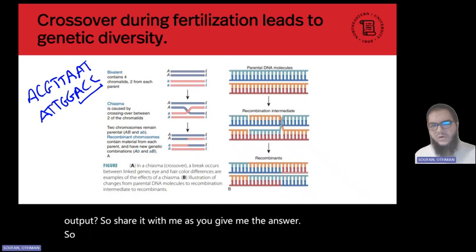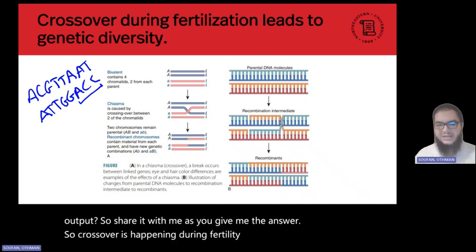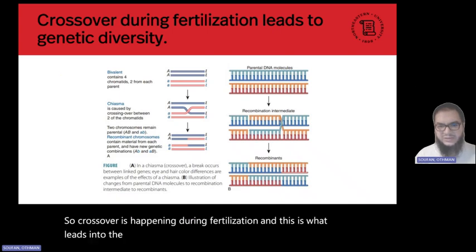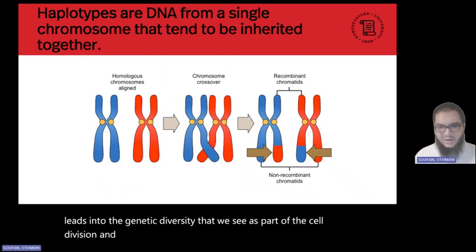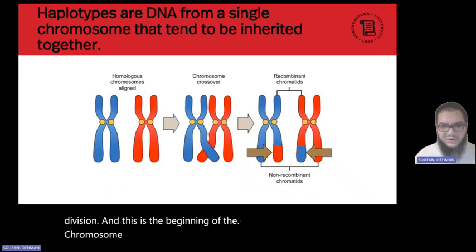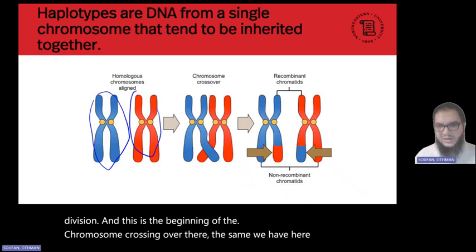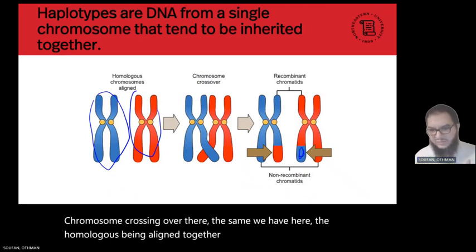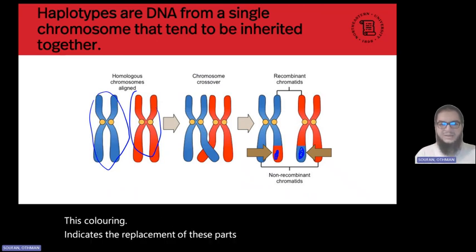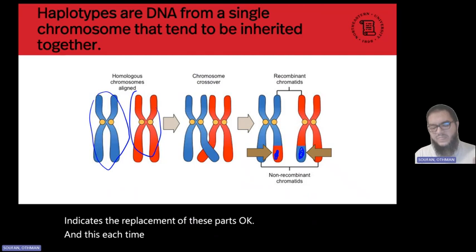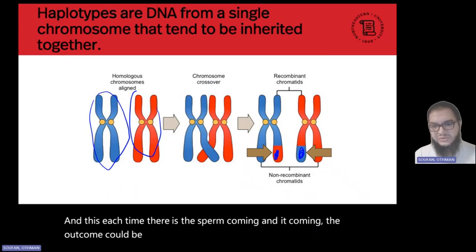So crossover is happening during fertilization, and this is what leads into the genetic diversity that we see as part of the cell division. And this is the beginning of the chromosome crossing over. As I said, we have here the homologous being aligned together. Eventually, this coloring indicates the replacement of these parts, okay? And each time there is the sperm coming and egg coming, the outcome could be different, right? The outcome based on this process could be different.